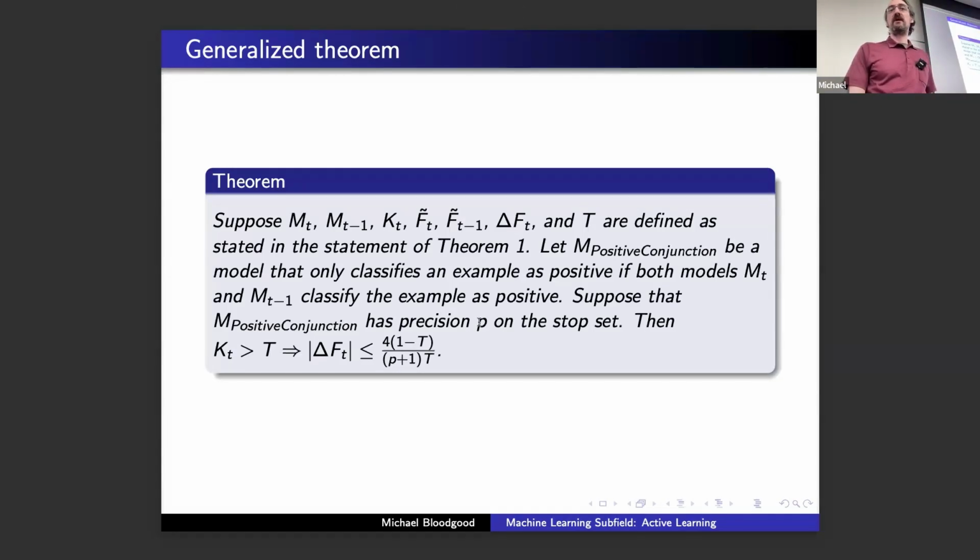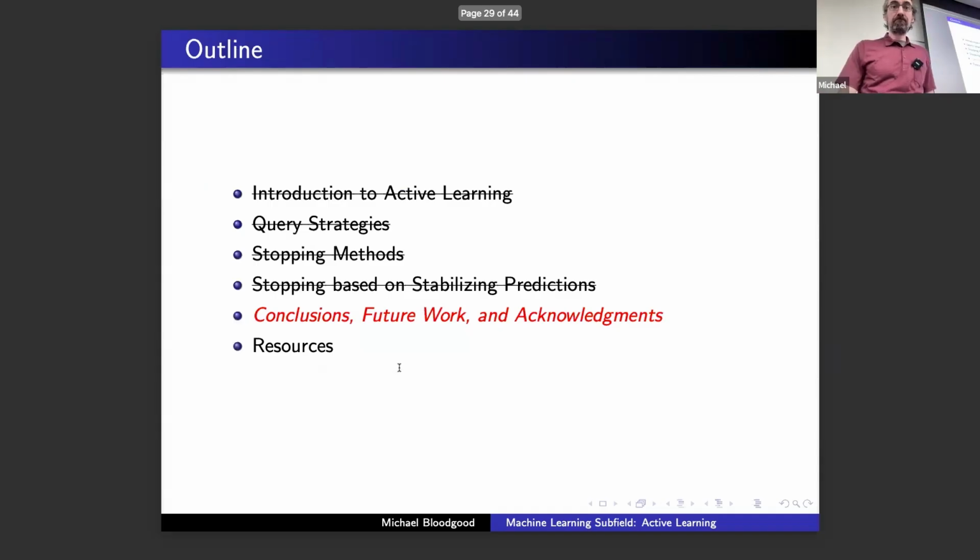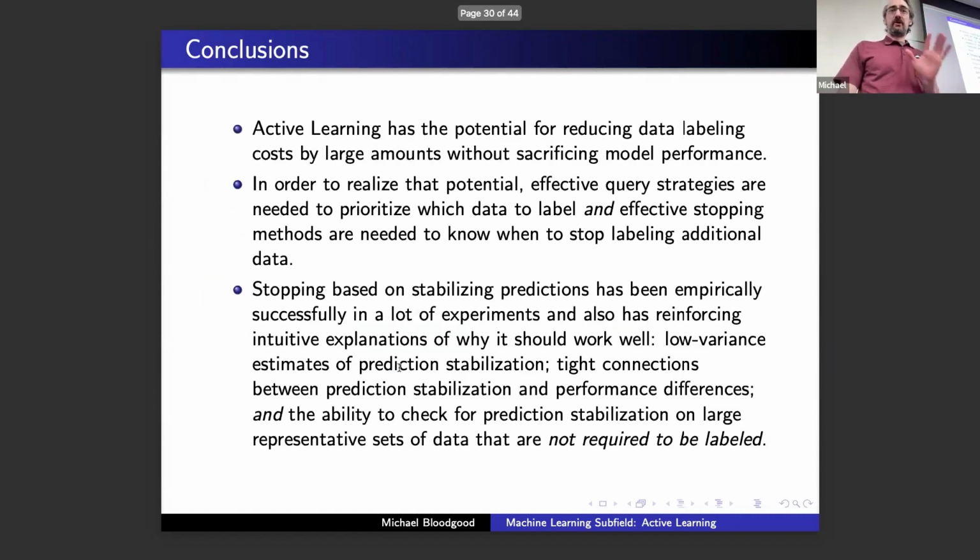So let's say this little p was 0.90, then you would get 4 divided by 1.9. So we're cutting it also, not quite in half, but this thing. So now we're getting close to wrapping up. Conclusions, future work, and resources and stuff. And then we'll also have more time for questions at the end.